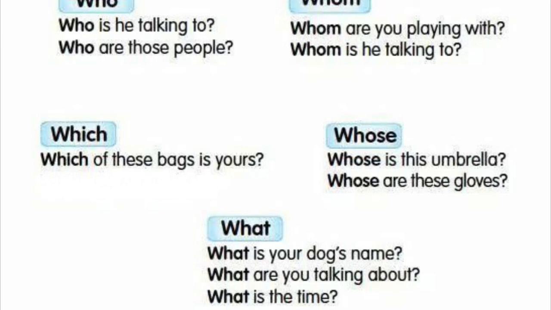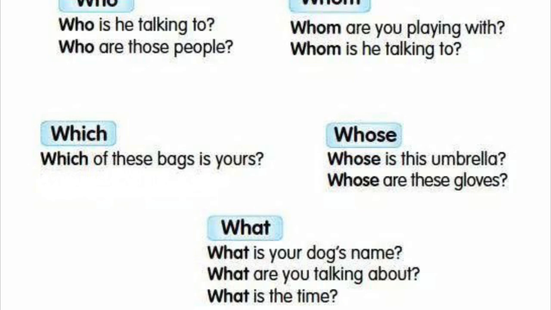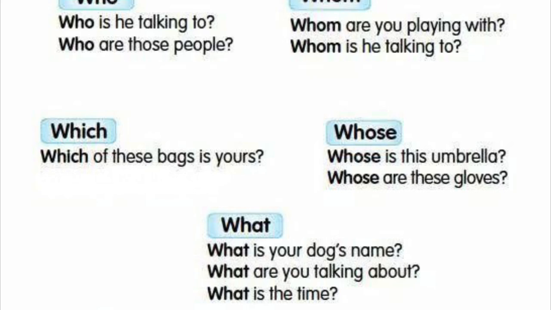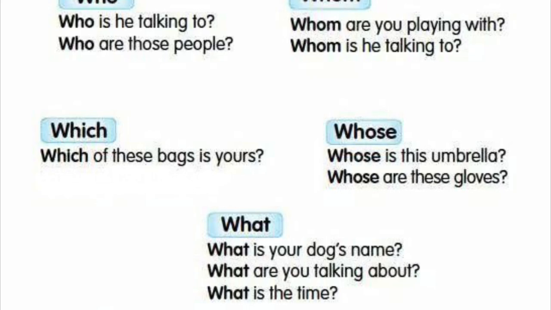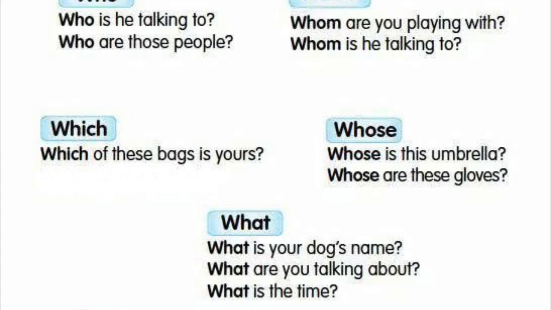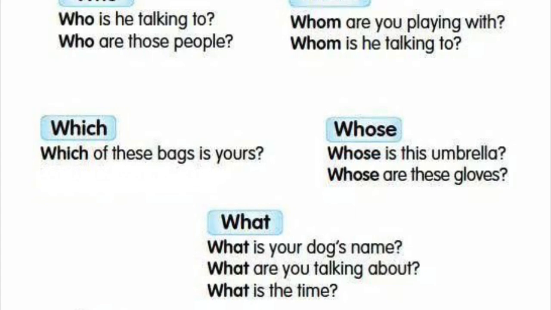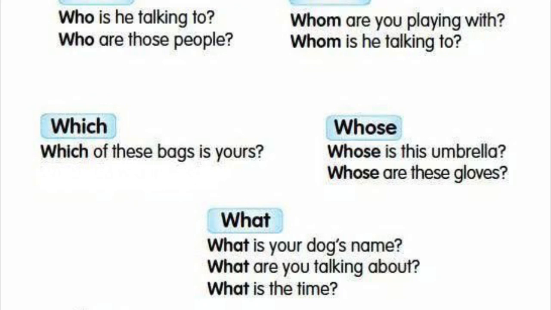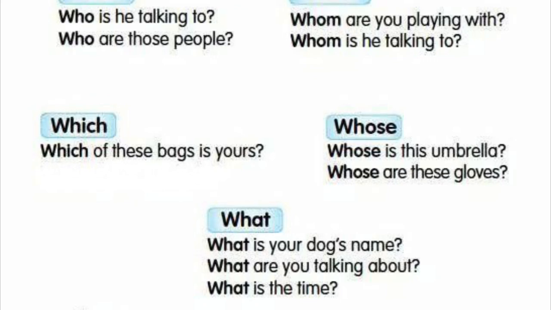I hope all of these examples are going to help you to understand where we can use these five words, and for which particular thing or person we can use which particular word. Okay, so I hope I have cleared your doubt regarding interrogative pronouns and demonstrative pronouns. Please try to do the worksheets which are related to the interrogative and demonstrative pronouns, because they are going to help you to understand the topic in a better way.